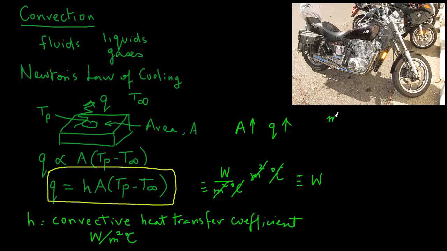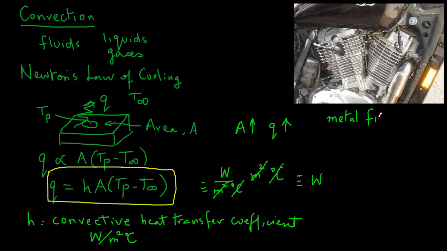Now, next time you see a motorbike, look at its engine. Notice that there are small fins attached to the engine. Why? Because those fins increase the area for heat transfer, and it will keep the engine from getting excessively hot when it's driven and air blows past the engine surface.